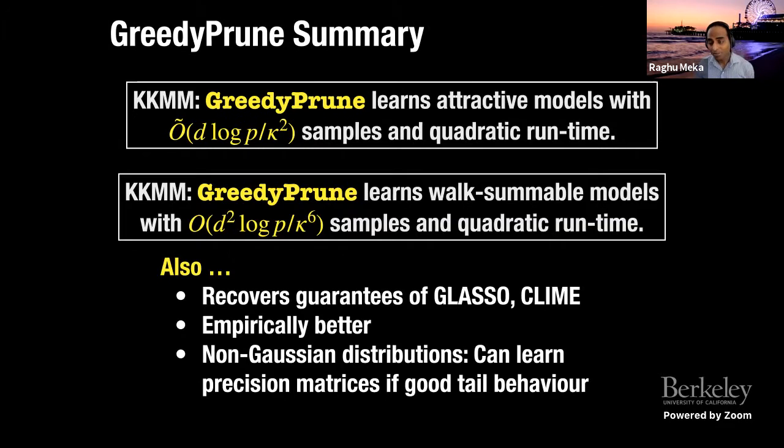So suppose for some reason I know that I have some distribution which need not be Gaussian, but its precision matrix is sparse, and the distribution has good tails. Can I learn the precision matrix?